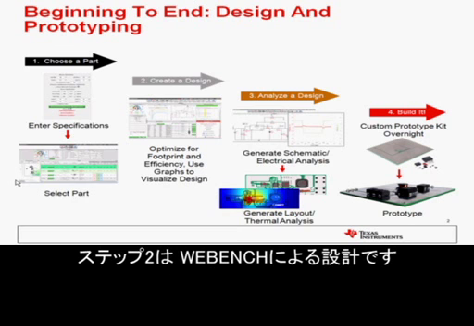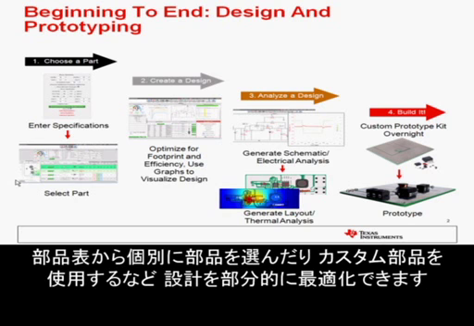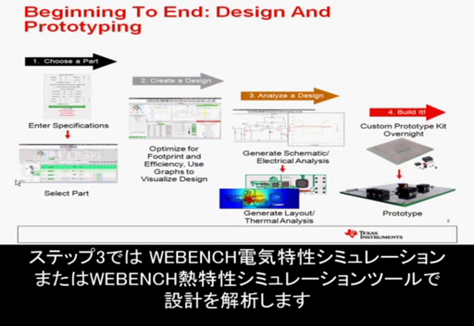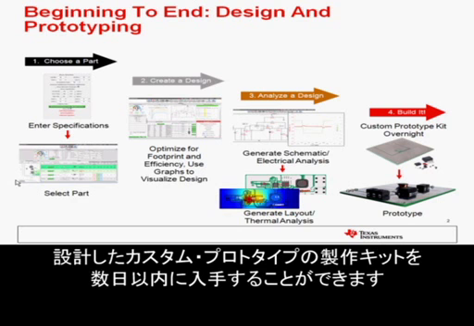In step 2, the design is created by WEBENCH. This includes the bill of materials for all the passive components that come with the design, and also the calculation of operating values such as efficiency and duty cycle. You can sub-optimize your design in this step, including choosing individual BOM components and even custom BOM components. In the third step of WEBENCH, you can analyze your design using the WEBENCH electrical simulator or the WEBENCH thermal simulation tool. In the last step, for Build It, you can get a custom prototype kit shipped overnight if you'd like to build the prototype.